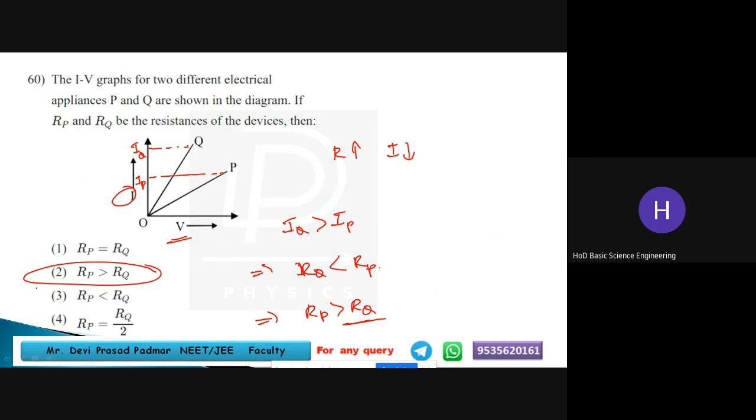So that is about all the solutions of mock test 1. Next, I think 2 more mock tests you have, mock test 2 and mock test 3. Good luck.